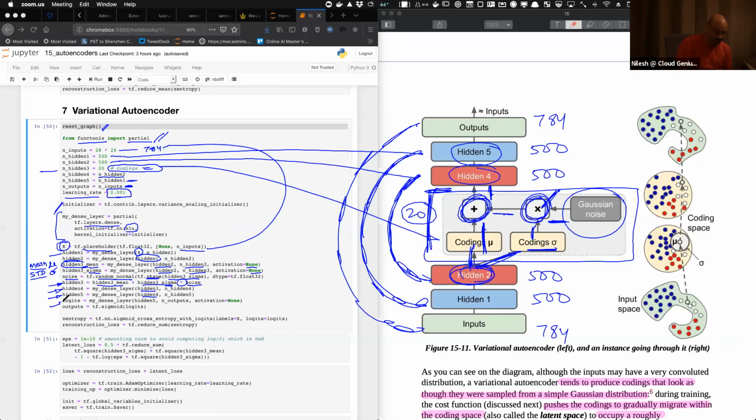Then we have a logits function defined, which is the last layer. Hidden5 is taken as an input, so this item is taken as an input, and the final output is a sigmoid function on the outputs. We define a cross entropy function, which has the logits as input. We define our reconstruction loss to reduce the cross entropy.